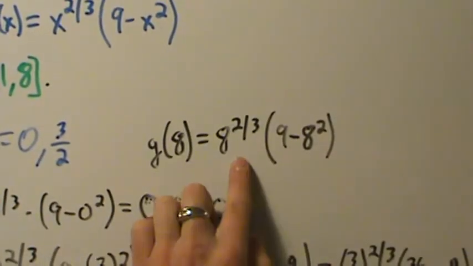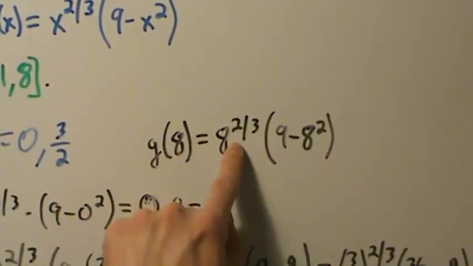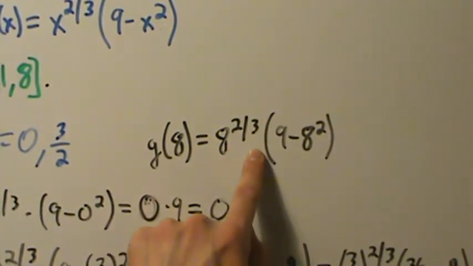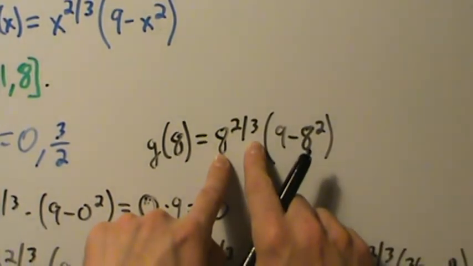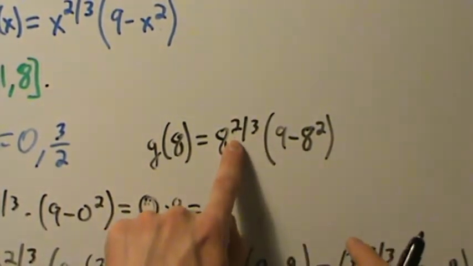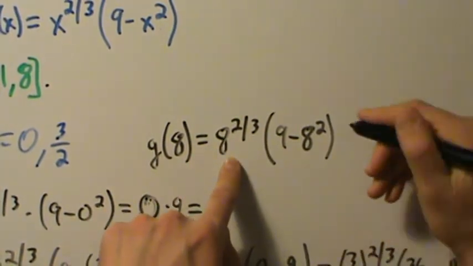So 8 to the 2/3, again, there are a couple of different ways to think about it. You could say 8 squared is 64, then take the third root, or the cube root, that's 4. Or you could say 8 to the 1/3, the cube root of 8 is 2, and then if you square that, you get 4. But either way, 8 to the 2/3 is just 4.